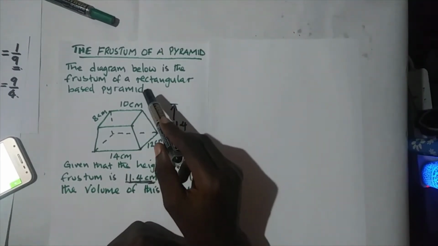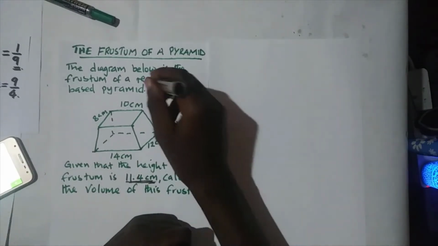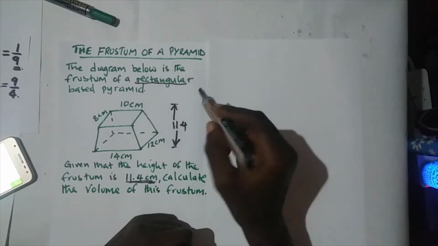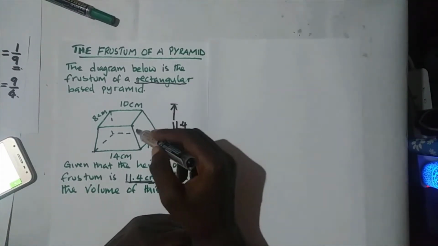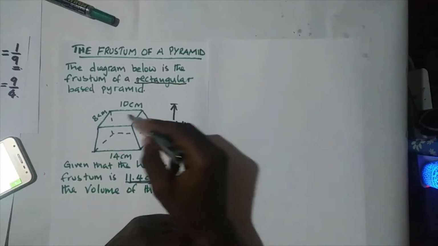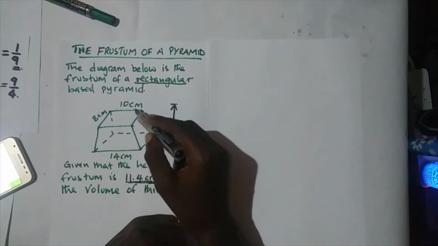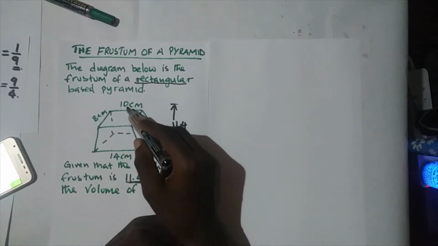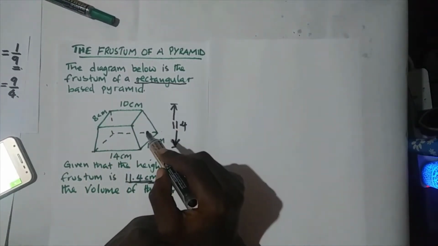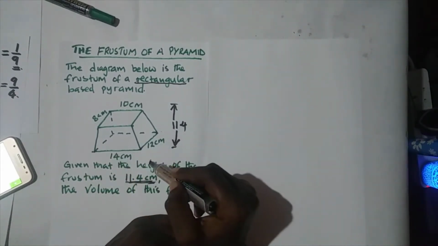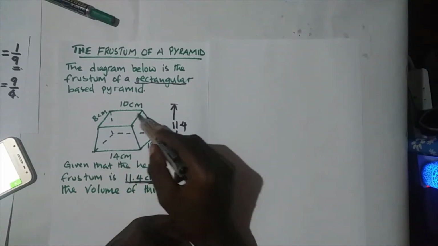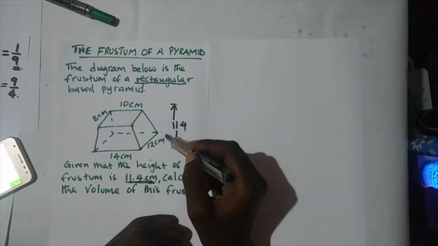From here, you can see that the question says rectangular based pyramid. So it means there are many types of pyramids, and this one is the one that is made up of rectangles. The one that you are seeing on top here is a rectangle which measures 8 by 10. And then the base is also a rectangle which is measuring 14 by 12. No wonder this one is called a rectangular based pyramid.